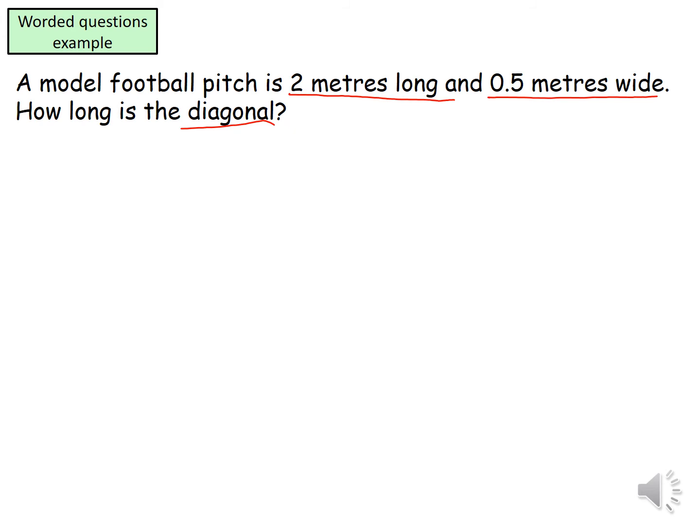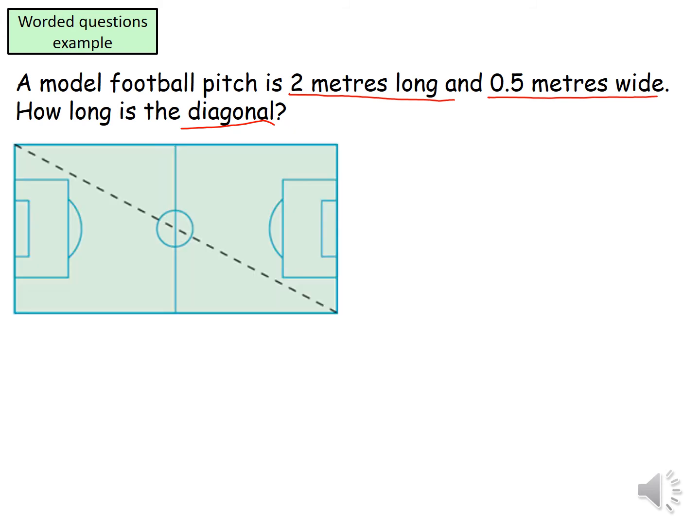So what you need to do now is sketch it, and it should look like this. We need to find out how long this diagonal is. From the information that's already given, we know that it's 2 meters long and it's 0.5 meters wide. So we know that this can be a right angle here. Opposite this is my hypotenuse. So we are trying to work out the longest side. From the previous example, it's the same formula. C equals square root A squared plus B squared.